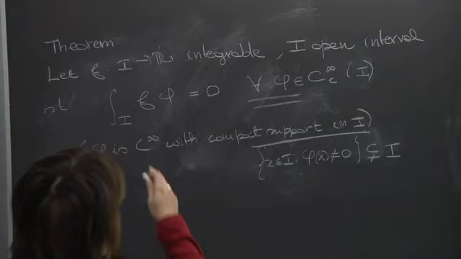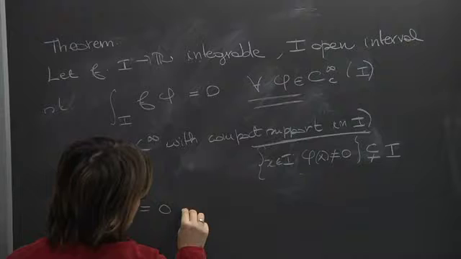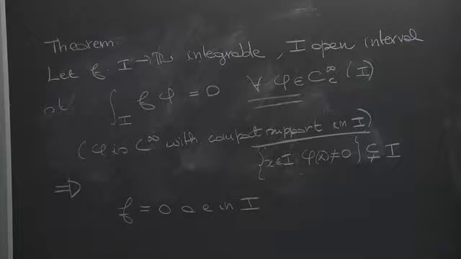Okay, so what we want to infer is a pointwise property again, that f is equal to zero almost everywhere in I. This is a very fundamental theorem, especially as it arises in distribution theory. Probably you will see it later. Okay, so let's prove it.